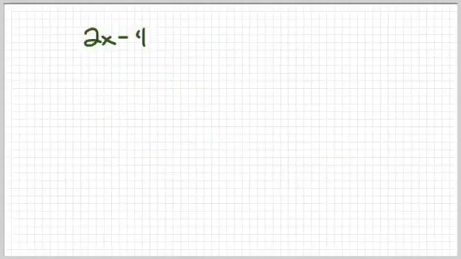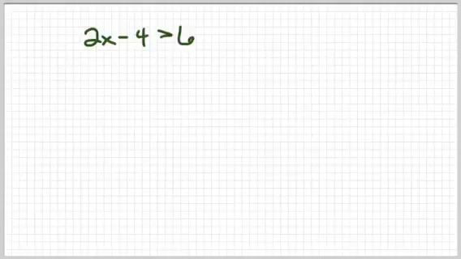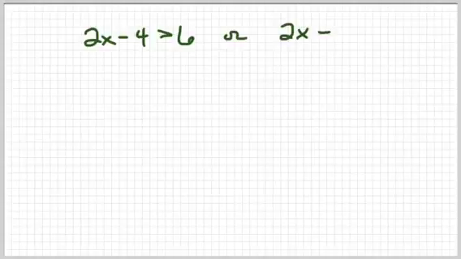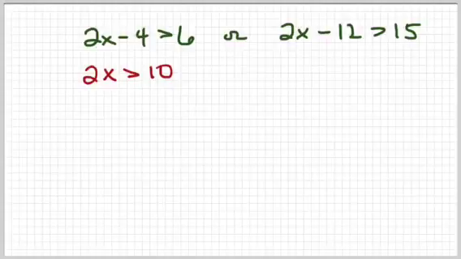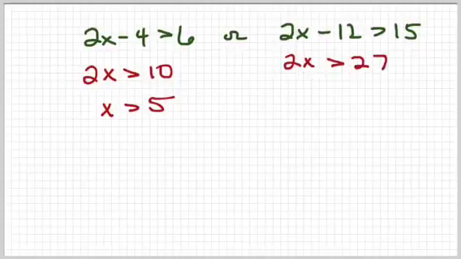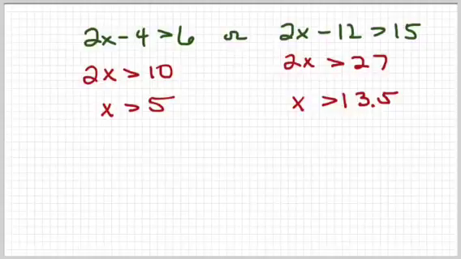2x minus 4 is greater than 6, or 2x minus 12 is greater than 15. Okay, so this is a combined inequality, and we just solve both of those just like we did on the previous page, but then we have to interpret these results. So x is greater than 13.5. I'm going to go to a decimal there. You could have left it as 13.5 or 27/2.